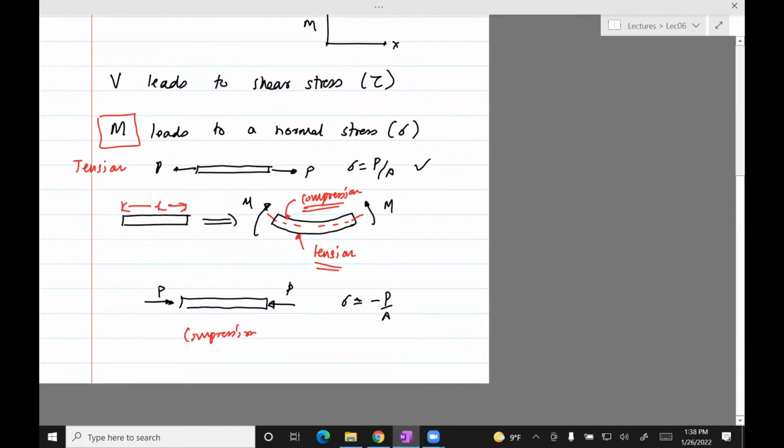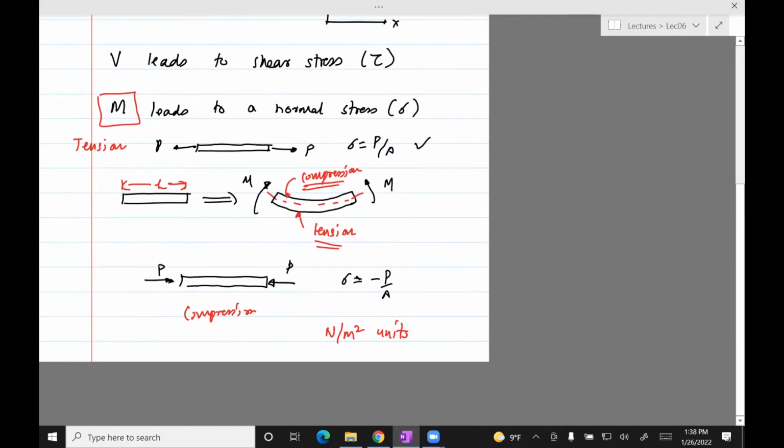Okay, so both of these have units of Newton per meter square, or Pascal, in SI. And the other unit is FPS: the units are pounds per square inch, or PSI. You probably recognize PSI as a unit of pressure, but pressure also has units of stress, right? Force per unit area.